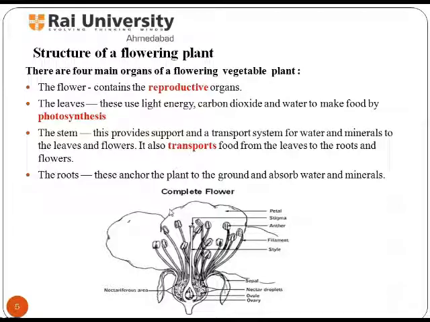A flower typically contains the reproductive organs, the leaves, the stem, the roots. The leaves use light energy, carbon dioxide and water to make food by photosynthesis. The stem provides support and a transport system for water and minerals to the leaves and flowers. It also transports food from the leaves to the roots and flowers. Roots anchor the plant to the ground and absorb water and minerals.